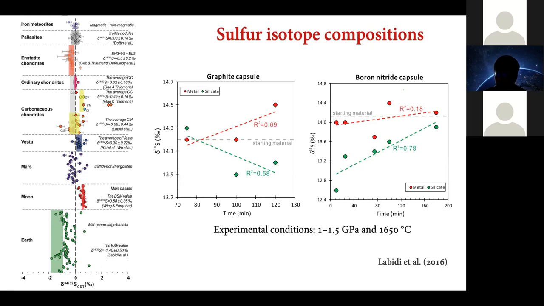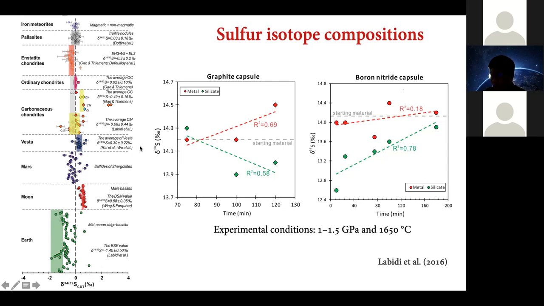According to their experiments, matter is the red point here, and the green points are silicate. Matte is enriched in heavy sulfur isotope relative to the silicate, which seems to be able to explain the sulfur isotope composition difference between the BSE and the chondrite.